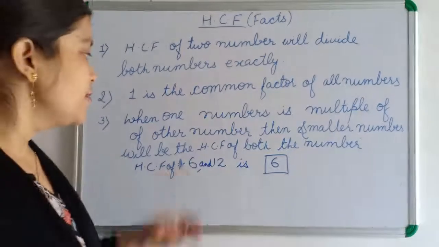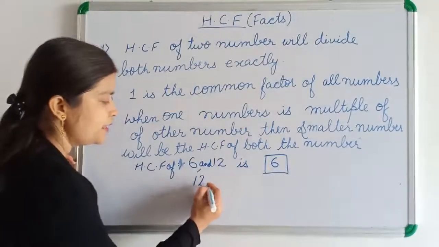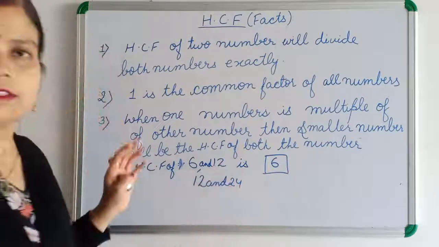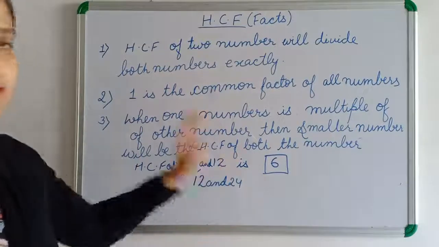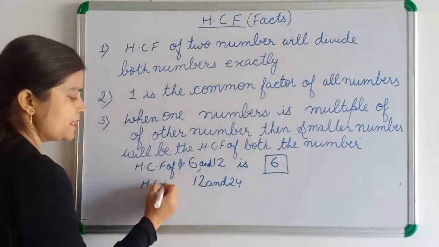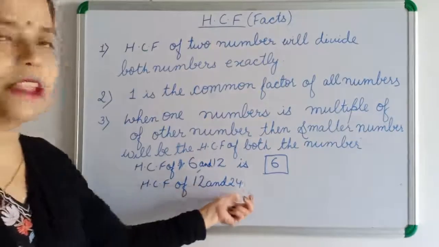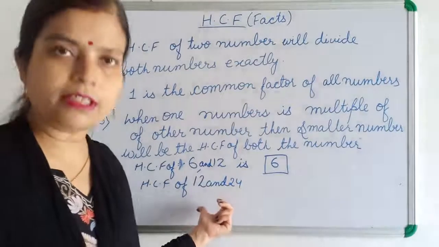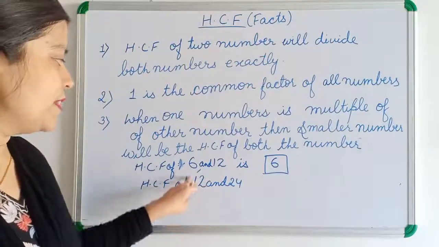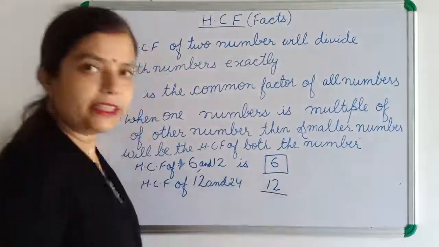Okay. So if anyone asks, what is the HCF of 12 and 24? If it is a 1 mark question, no need to go for a solution. Simply you can write the answer. What will be the HCF of 12 and 24? We can see that 12 twos are 24, meaning 24 is the multiple of 12. So this smaller number will be the HCF. So the answer is 12. Okay.